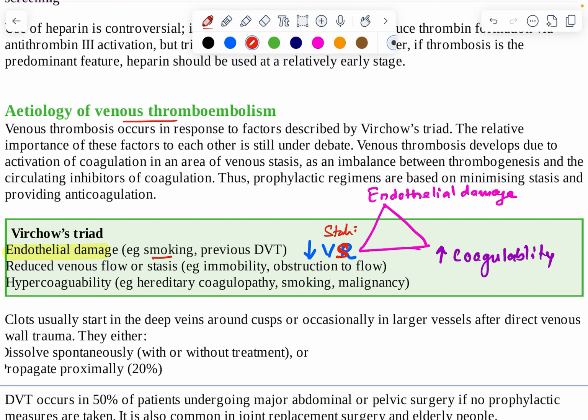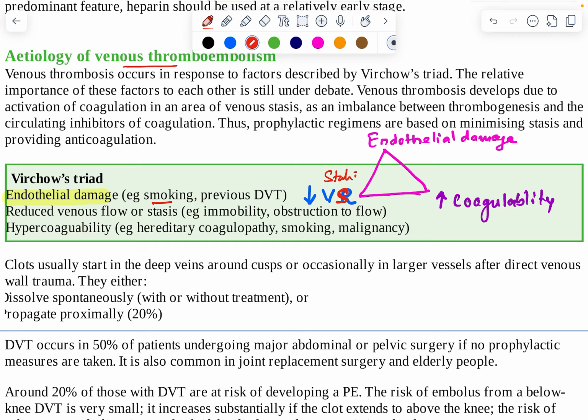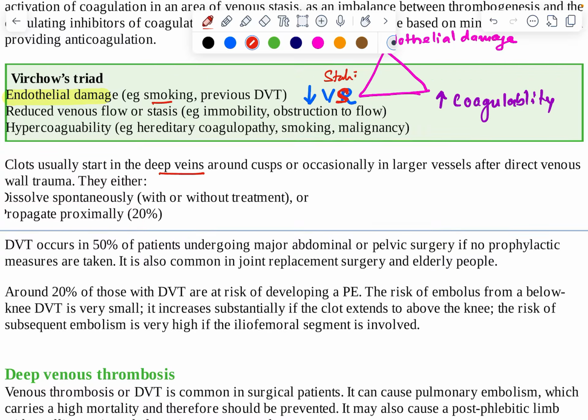Obstruction to the flow. Hypercoagulability means increased coagulability. Smoking again leads to hypercoagulability. Clots usually start in the deep veins and around the cusp, and usually in larger vessels following direct venous trauma. They dissolve spontaneously with or without treatment, or propagate proximally.